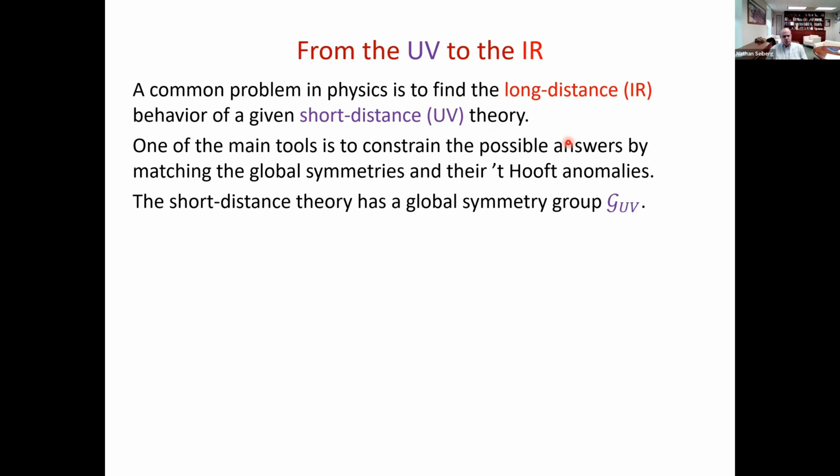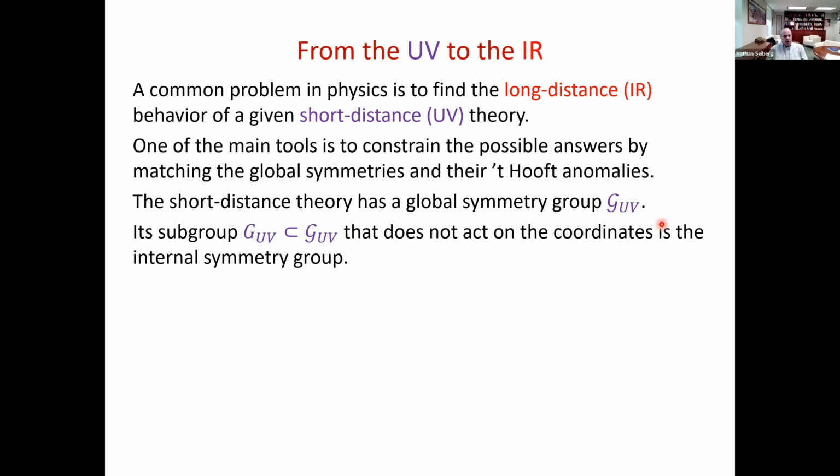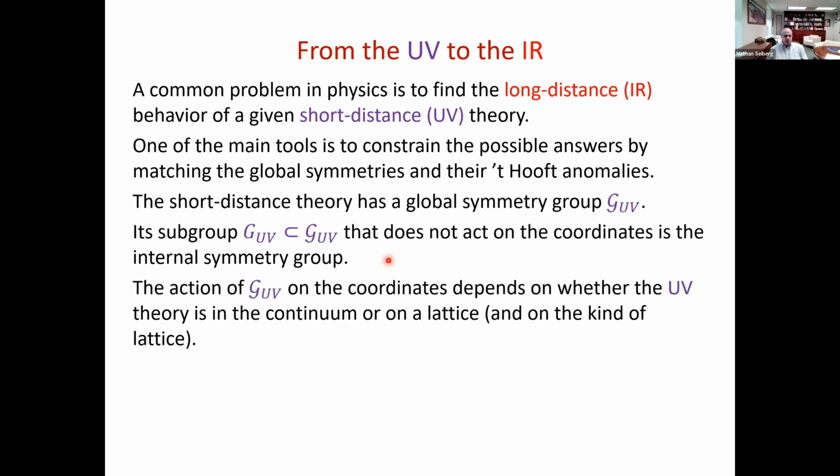So what's the symmetry group? At short distances, we have some symmetry group. It's curly G UV. And for part of this talk, the global symmetry is a set of transformations that commute with the Hamiltonian. And it's a unitary transformation set that commutes with the Hamiltonian. We will later generalize that a little bit. And it has a subgroup, ordinary G, that does not act on the coordinates, and we refer to it as the internal symmetry group. So, for example, there could be a U1 symmetry, or there could be a Z2.